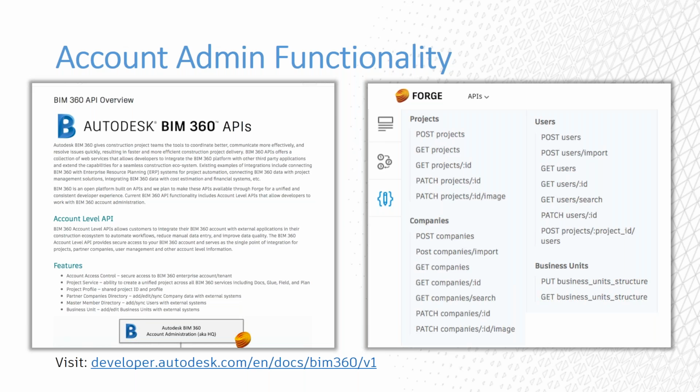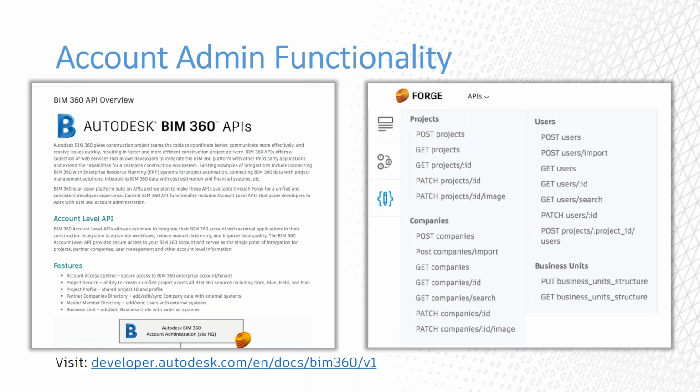And there is very good documentation under developer.autodesk.com, under docs and BIM 360. Please take a look at this for more details. On the right side, here is a list of endpoints that you can use. It's quite clear, and analogous to the UI. You can work with projects, companies, users and business units. That's exactly the same as what you see as categories in the UI.